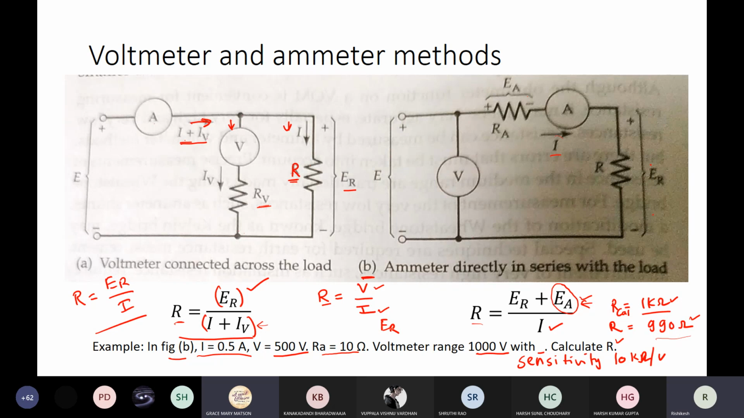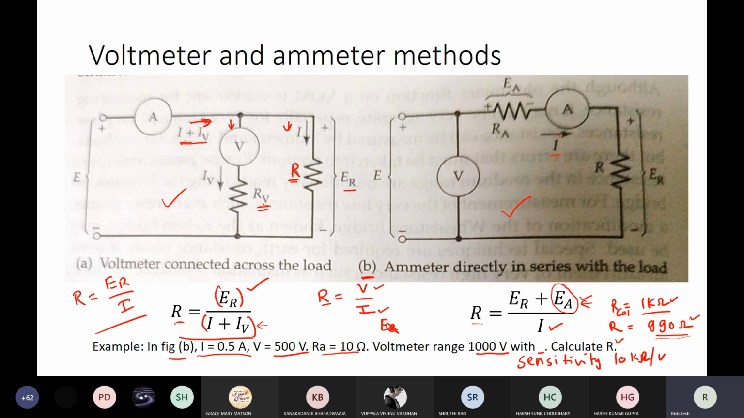The question is, now 990 ohm we have calculated in this arrangement, right? If I use the same voltmeter and ammeter in this arrangement, what will be the value of R that will be calculated? Here RV is equal to 10 ohm.